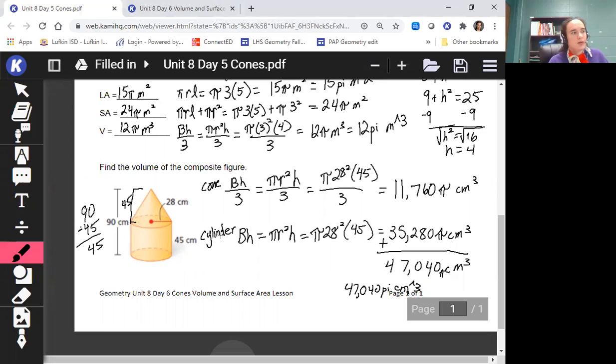So again, figure out what your radius, your slant and height are, then write down your formula, plug things into your formulas, then make sure that you are putting down the proper units. Anything that's dealing with area, it's your units squared. Anything that's dealing with volume is your units cubed.